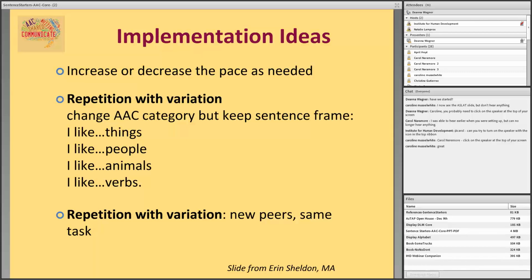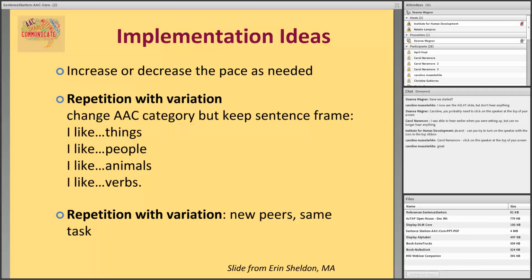So what we can do is think about how using core words helps our students increase their language skills and improve their vocabulary. This slide is from Erin Sheldon. She's a mom of a student who uses AAC and presents with Caroline Musselwhite and is part of the Angelman syndrome community. The Angelman Foundation website has really good resources and trainings as well.